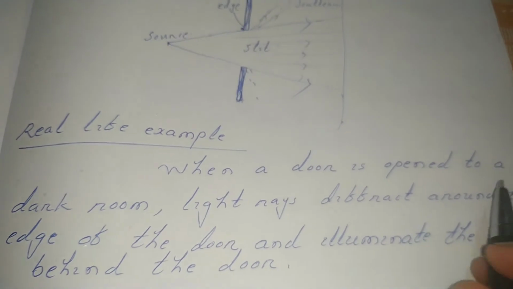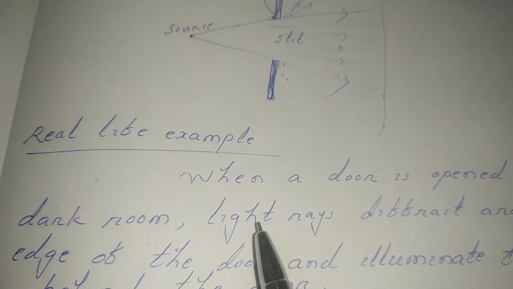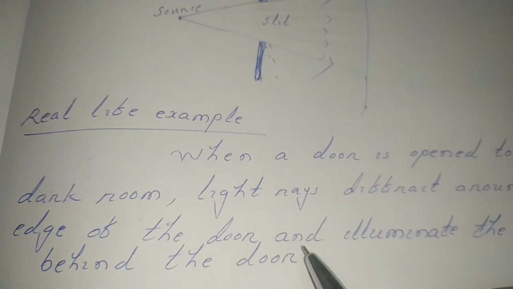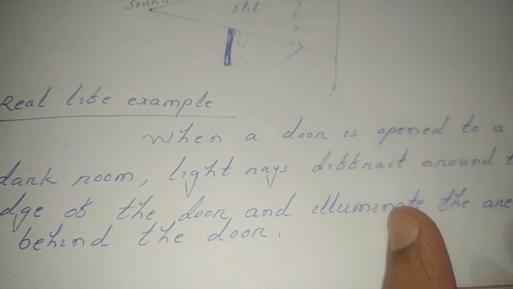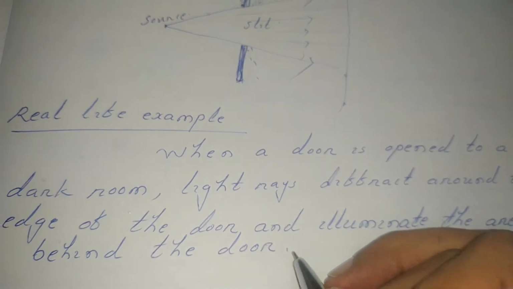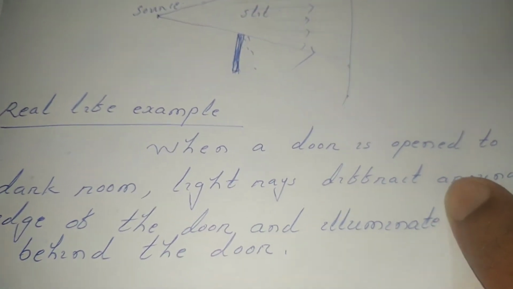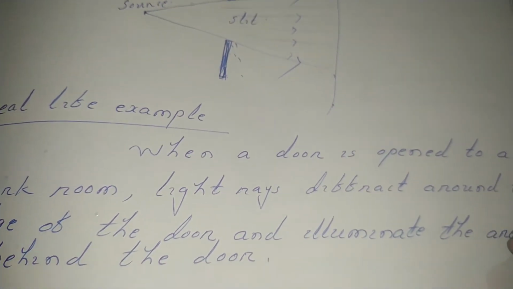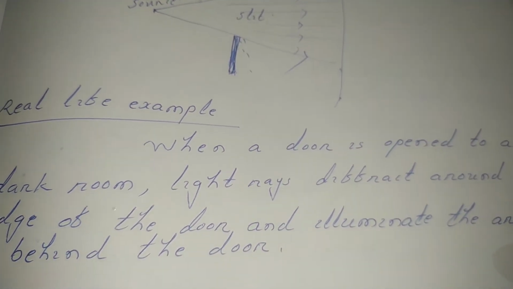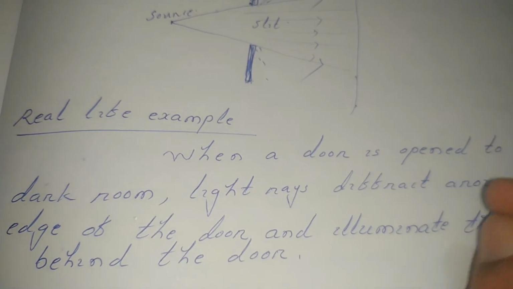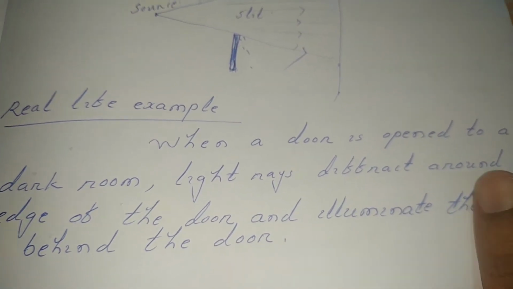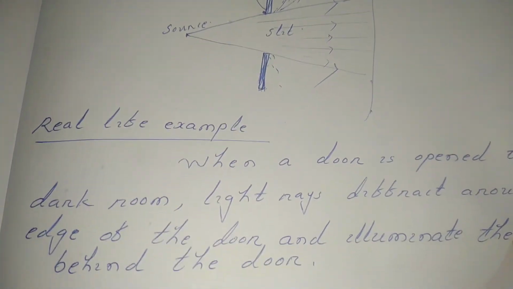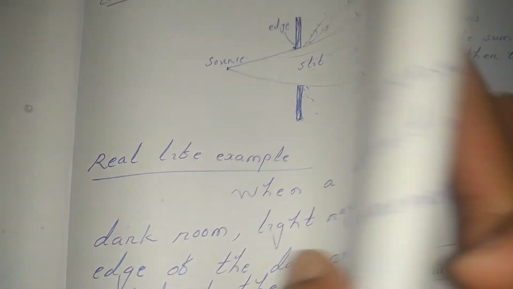Okay, you can take one real-life example. Whenever you open a door to a dark room, light rays diffract around the edge of the door, and it will illuminate the area behind the door. You can practically experiment with this. When the light is off inside the room and you open the door, it will illuminate the area behind that door. It should show darkness, but it illuminates behind the door.